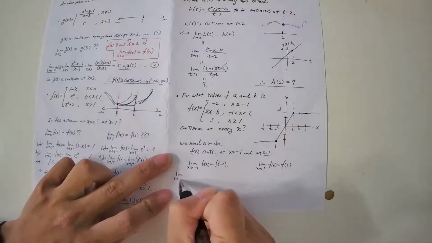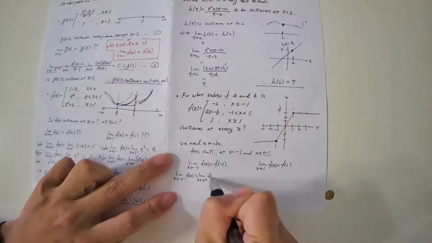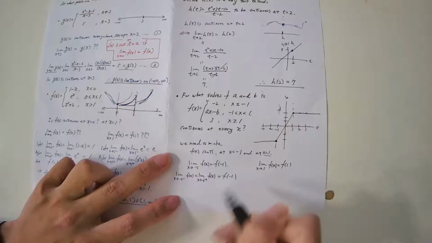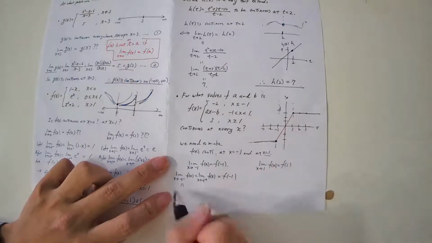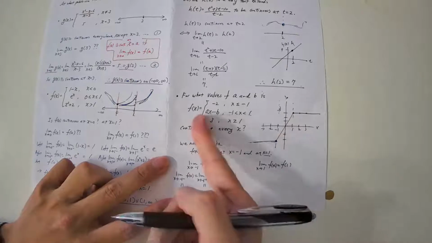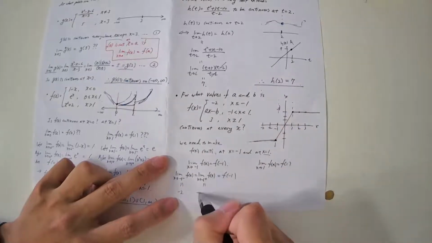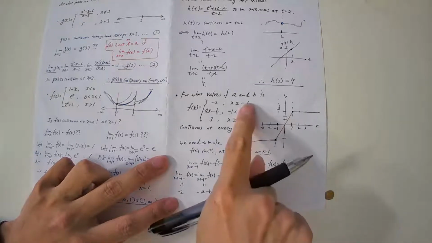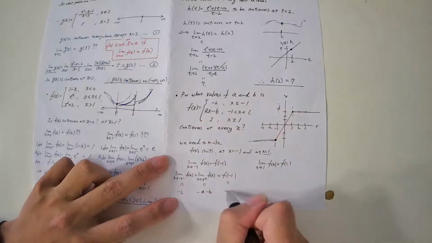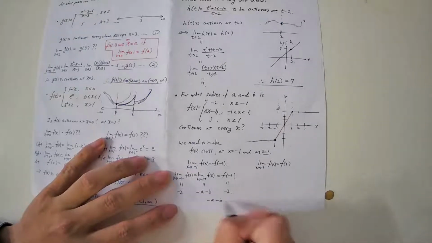So we want to check the left side limit, and we want the right side limit, and that must equal the value at that point. The left side limit is -2, so it must be -2. The right side limit is a continuous function, so you just take the limit of this function, and it becomes -a minus b. And f(-1), you plug in -1, so you have to use this rule, so it becomes -2. So from here, -a minus b must equal -2. That's the rule.